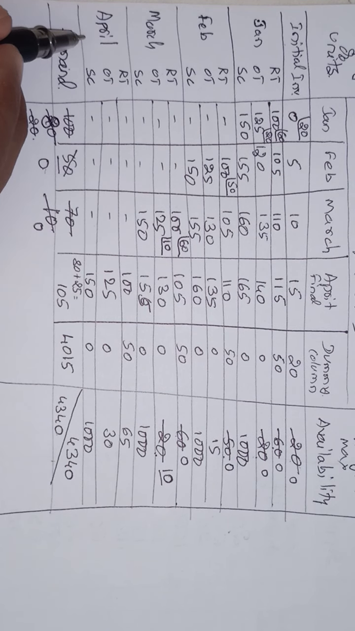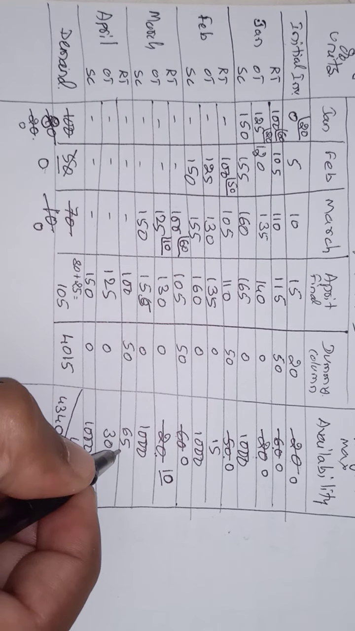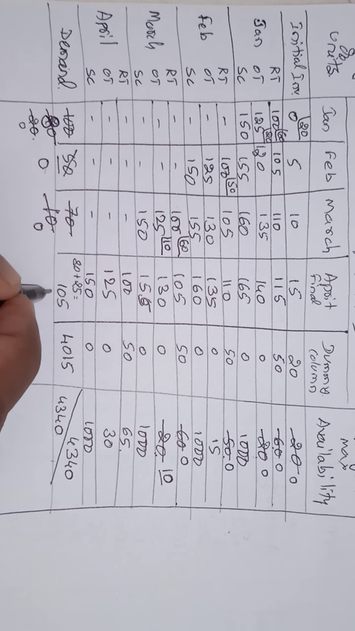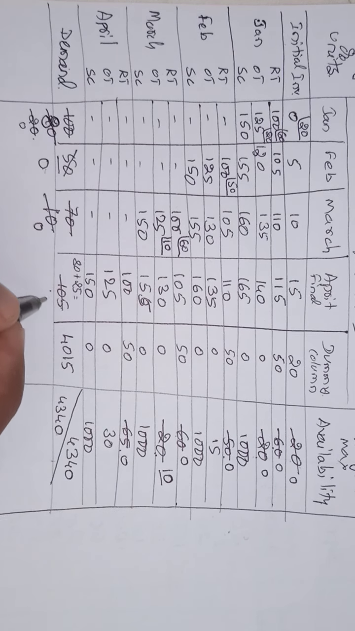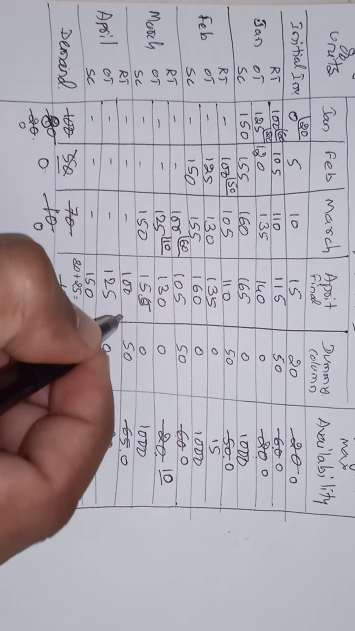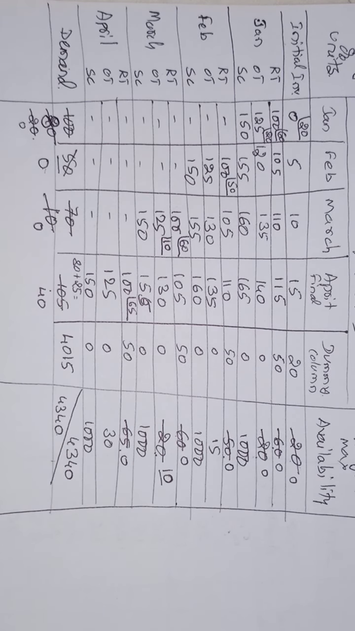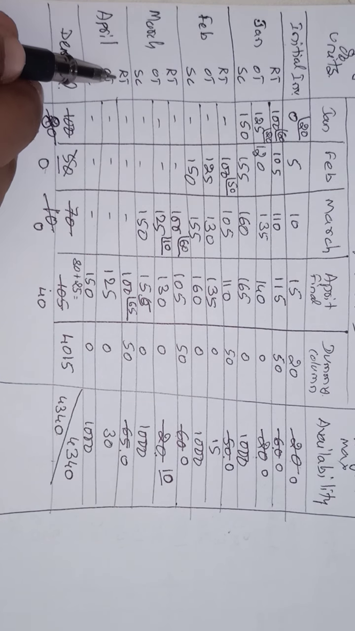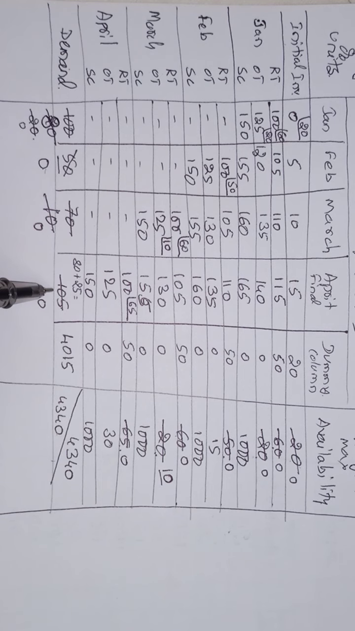Next we'll go to April. In this April, from regular time, how many quantities are they producing? 65. Needed is 105, right? So here we should use this 65 to meet this demand. Minus, you are having 40 units. So that 65 has to be written in the RT. Point is clear? From regular time production, they are producing 65, but the requirement is 105, right?